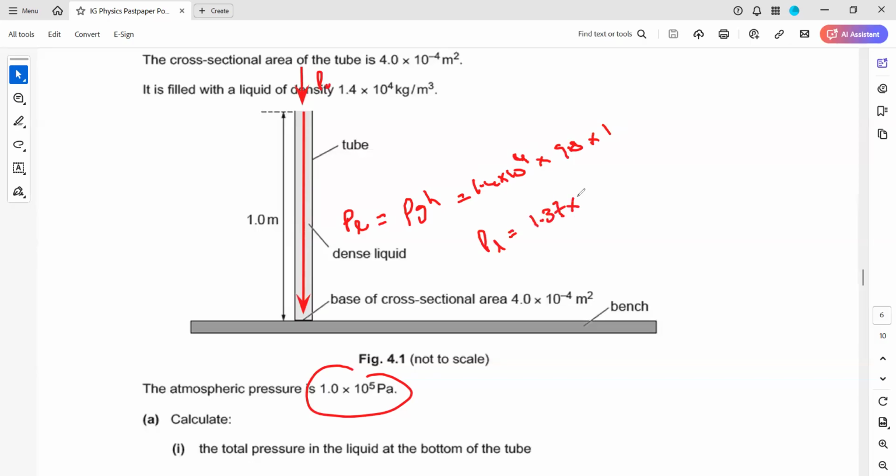1.372 multiplied by 10 to the power of 5. Give 3 significant figures. So I wrote 1.37. So the pressure due to the liquid is 1.37 × 10^5.